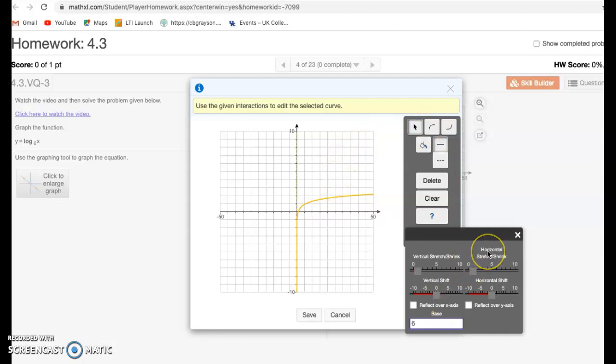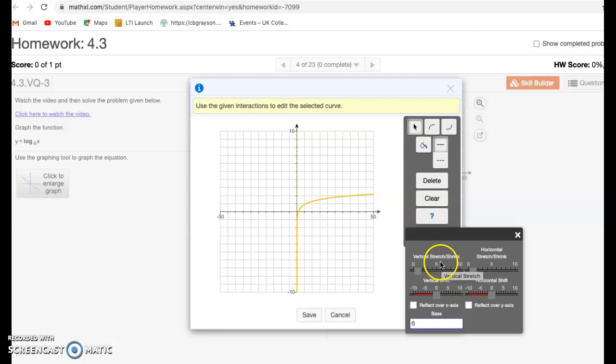Then it asks you if you want to use any of the shifting rules, or if the graph is correct just as it is, and it actually is. It already has programmed in that the base is 6. That's this subscripted amount. It's log base 6 of x. So it's already put in there for you, and there's really nothing else that needs to be done. So you don't need to touch anything there. It's correct just as it is.